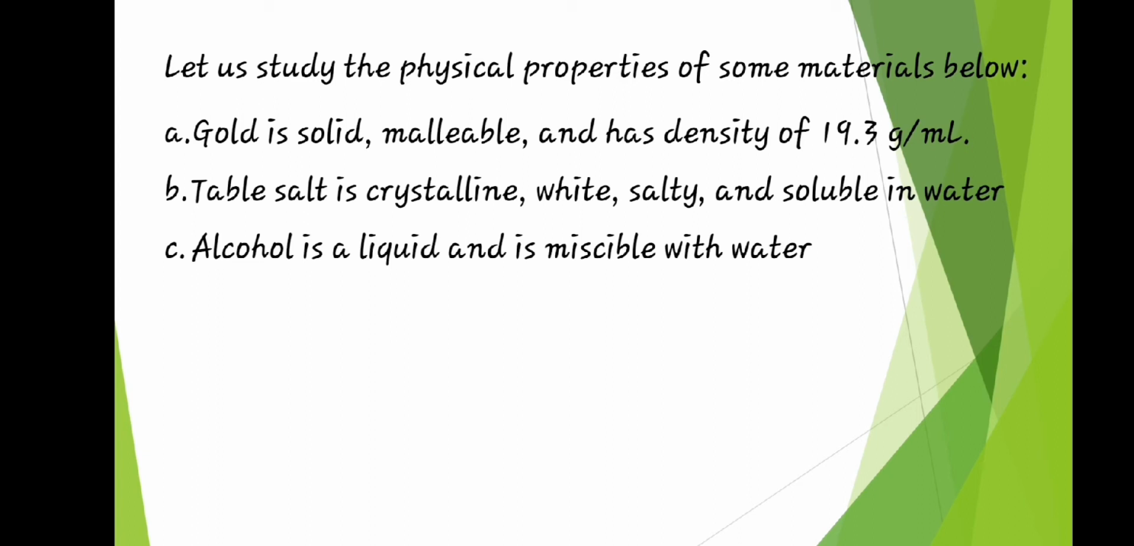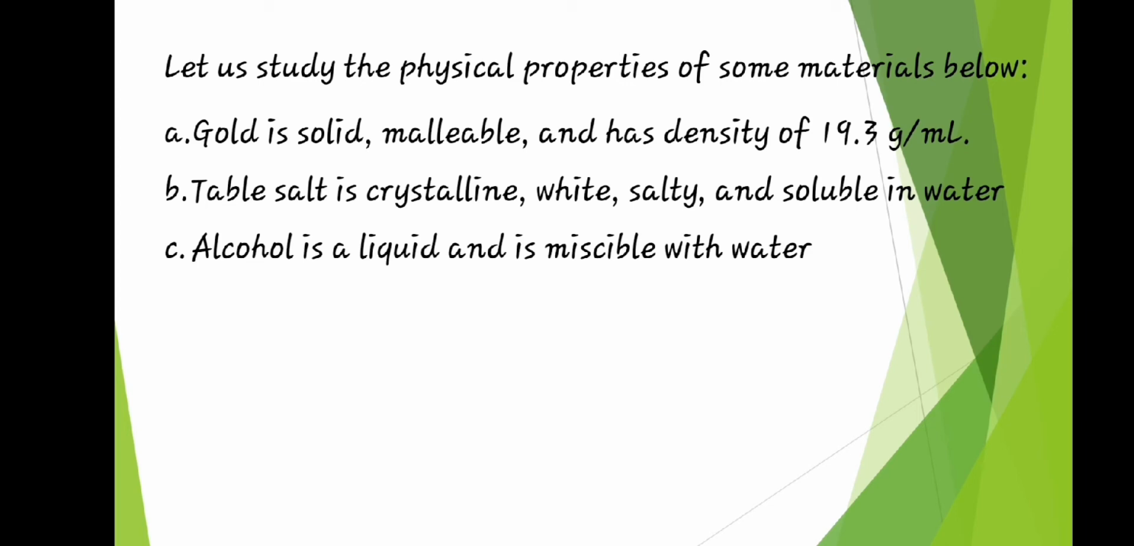For the third example, we have alcohol. Alcohol is a liquid and is miscible with water. When we say miscible, it cannot be seen when you combine it with certain substances. If you combine alcohol with water, you cannot see the presence of alcohol. So you can identify the physical properties of alcohol by the fact that it is a liquid. That was the explanation of the examples of physical property. If you have questions or clarifications, you can leave them in our GC.